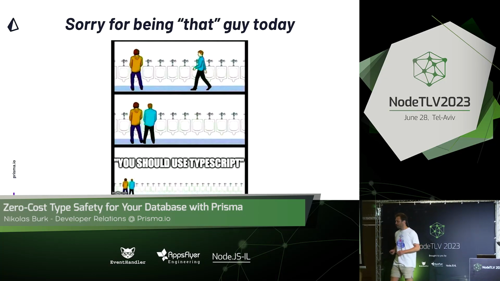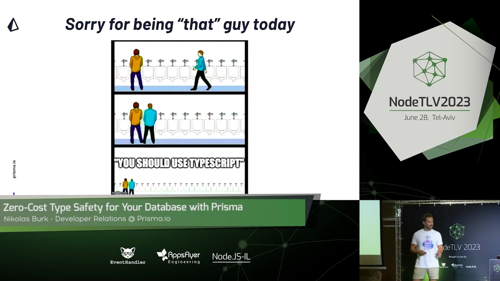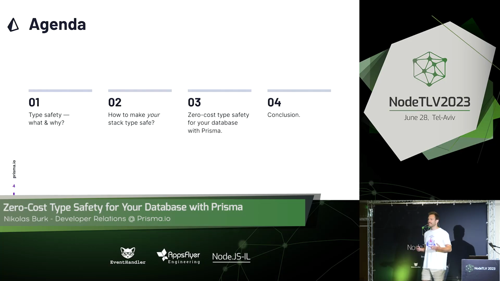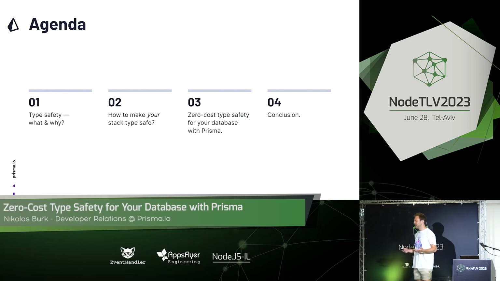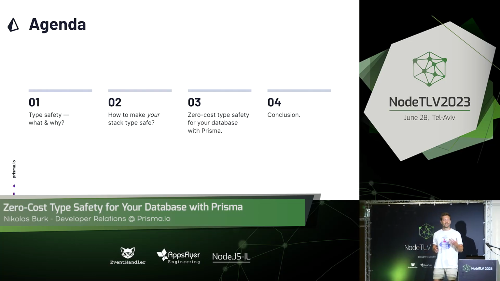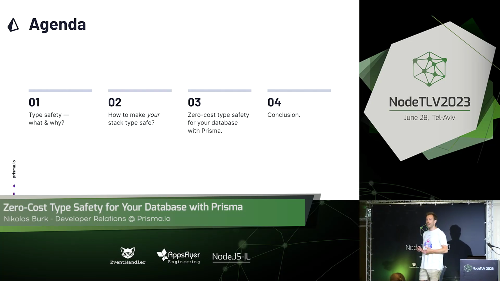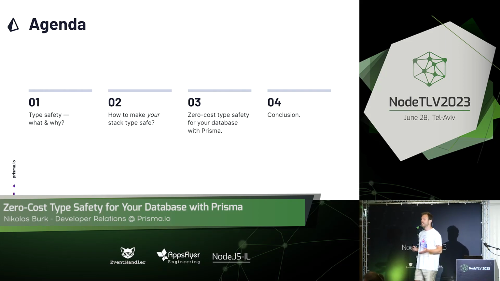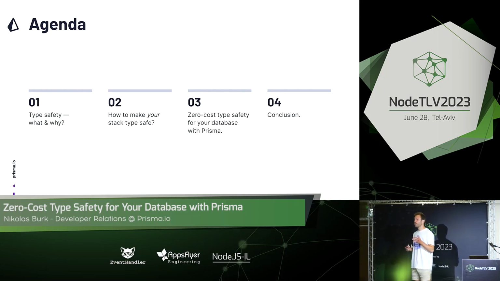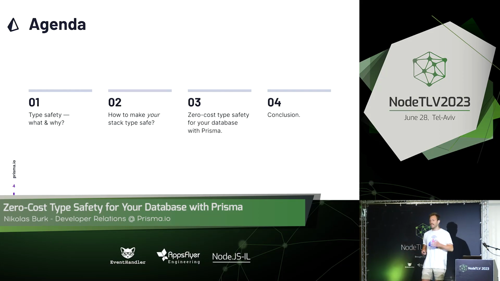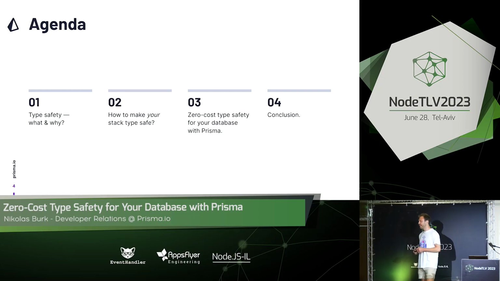All right, so the agenda that I have for today is that I want to start with the what and why of type safety. What is it and why is it important to us as developers? Then I want to talk about some technologies that help us to make our stack type safe. And then I want to show you how you can make your database type safe, specifically with Prisma. I'm also going to give a little bit of a demo so that you actually see how Prisma works live. And then I'll draw a conclusion with a couple of takeaways.